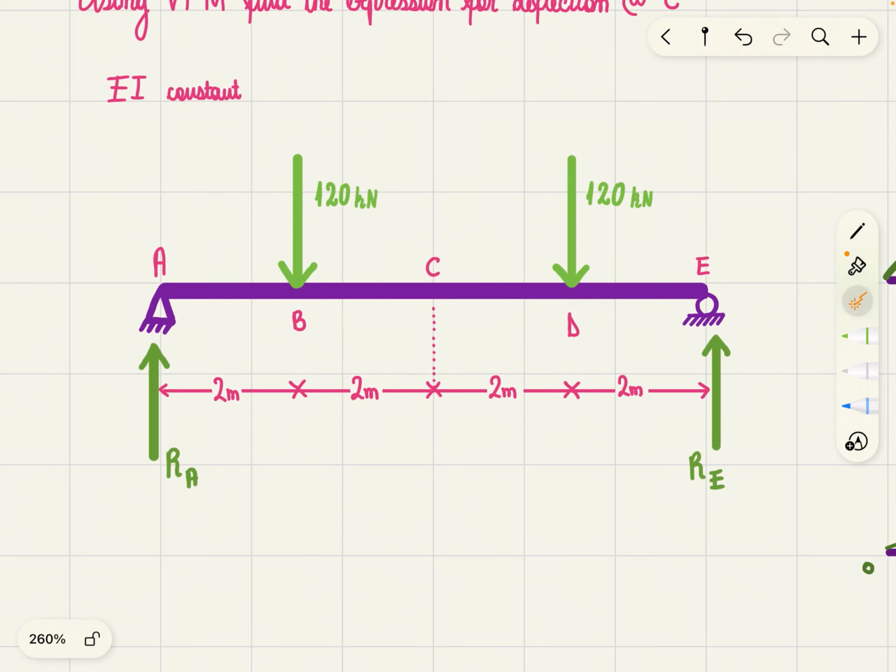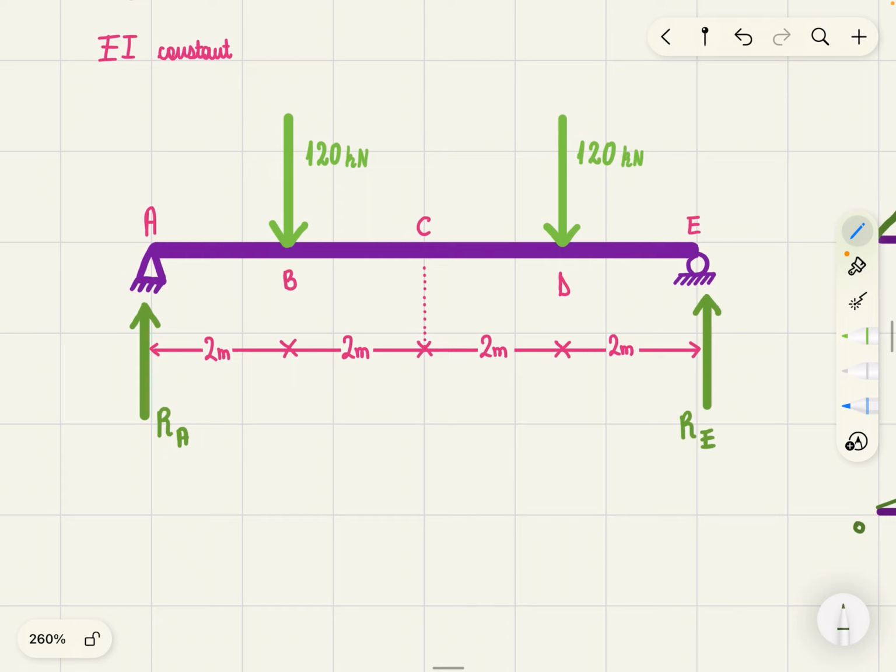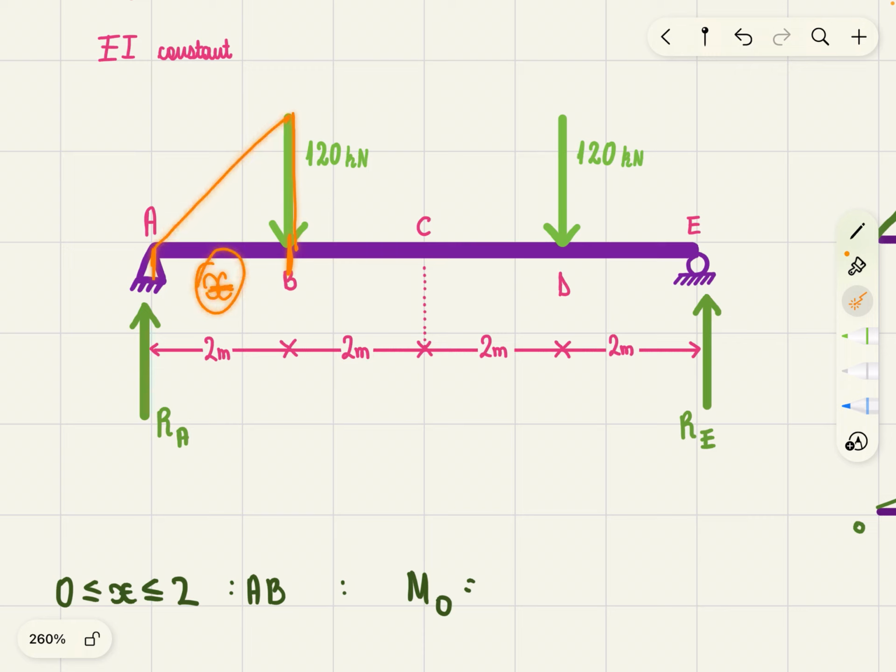Okay. We're actually going to split this structure into separate segments. So between A and B, we're going to start from 0 to 2, because that's the length. This interval of length we're going to call x between A and B, for which the real moment is going to have a value of 120 times the length of the interval from 0 to 2, because it's linearly increasing, which we call x.